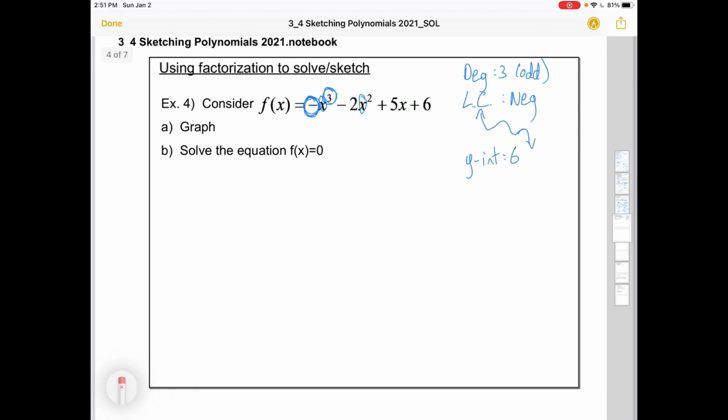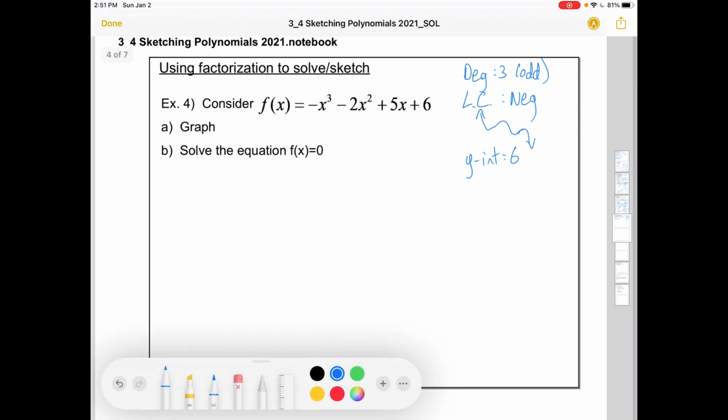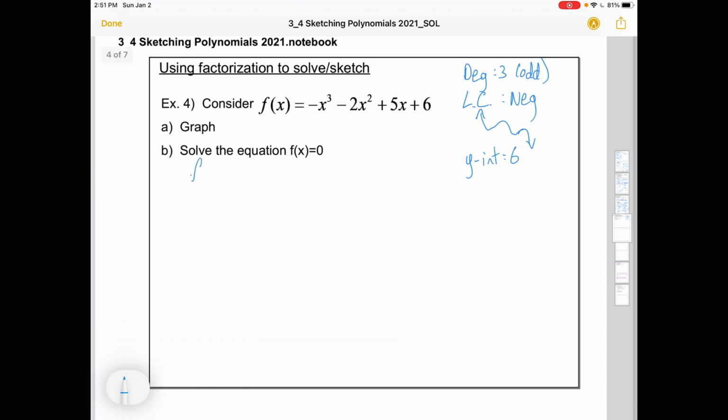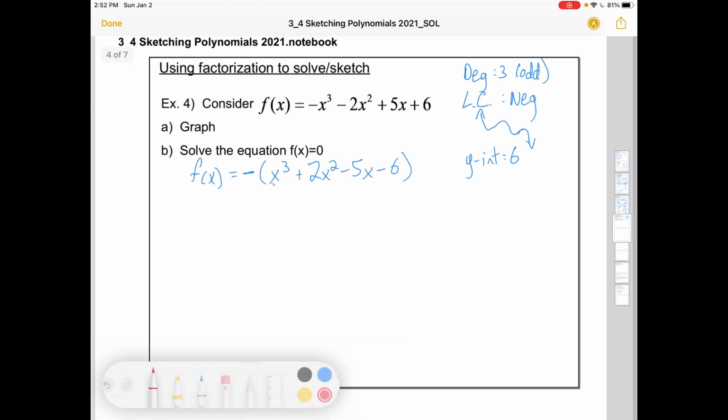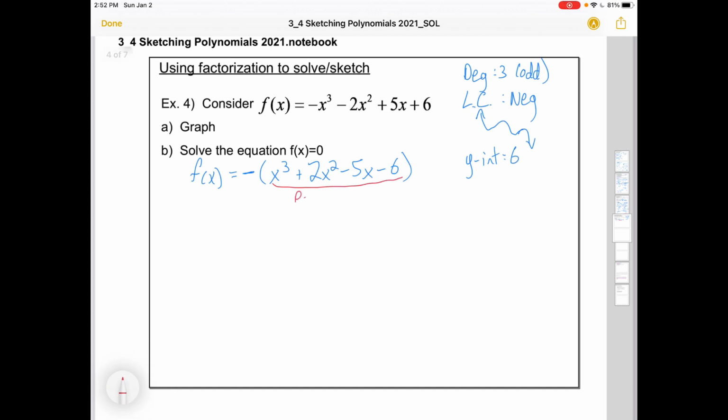So let me erase all this stuff here, and I can see the function again. One thing that we mentioned earlier is that you want to factor out common factors and also negative leading coefficients. It just makes our life easier to factor something with a positive leading coefficient. So if I did that, I'd have negative bracket x cubed plus 2x squared minus 5x minus 6. This becomes our polynomial that we're going to try and factor. But we've still got the negative out front there.